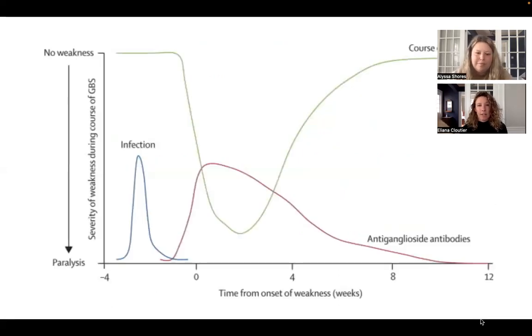And here is just a nice scale to kind of see. If you look to the left side, you'll see no weakness to paralysis, starting at negative week 4. And then by 4 weeks from the initial onset of symptoms, you're not going to be getting any worse. You're not going to see anyone getting any worse, and if they are, that is a different type of neuropathy, and that's going to be more long-term. And so you can see the infection peak in the course of GBS is that green line on top. And then the anti-ganglioside antibodies, that's basically just your immune system attacking itself, and those are the antibodies that are going to be doing that.